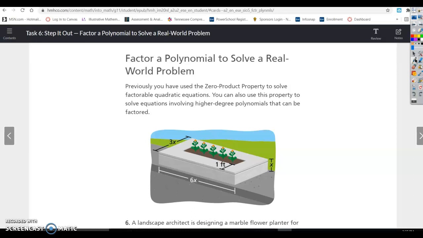Previously, you have used the zero product property to solve factorable quadratic equations. Okay, again, we did this in Math 2, so hopefully you remember that. You can also use this property to solve equations involving higher degree polynomials that can be factored.